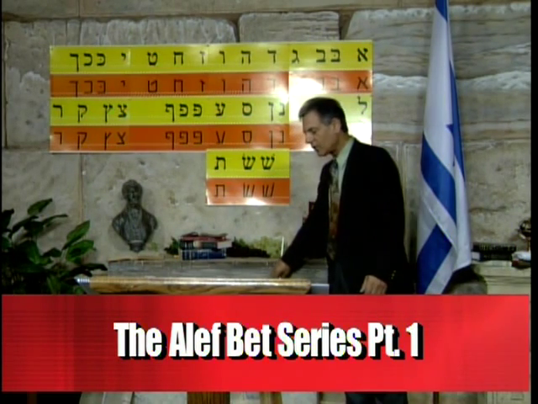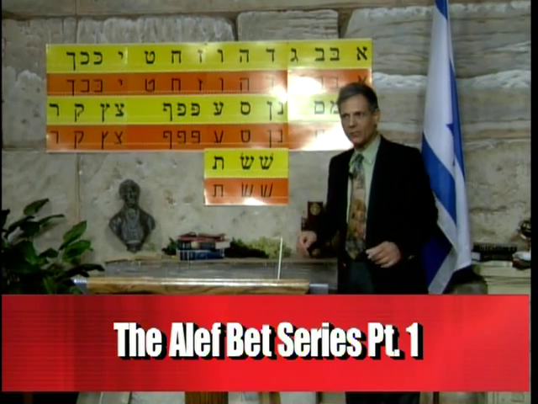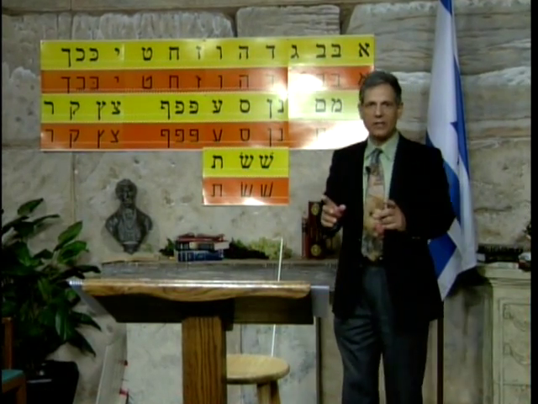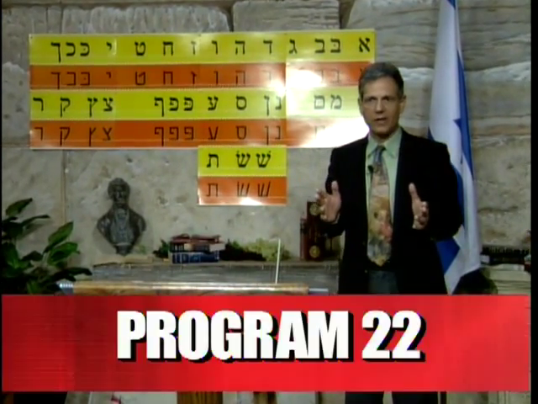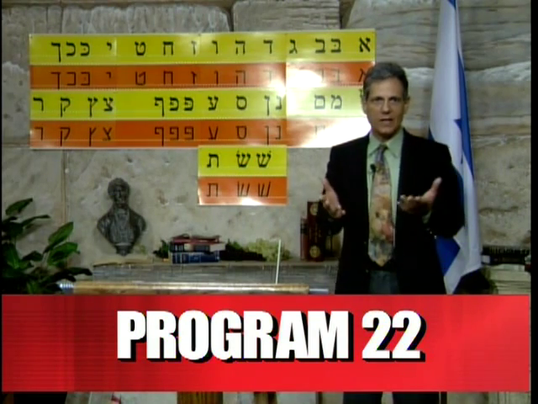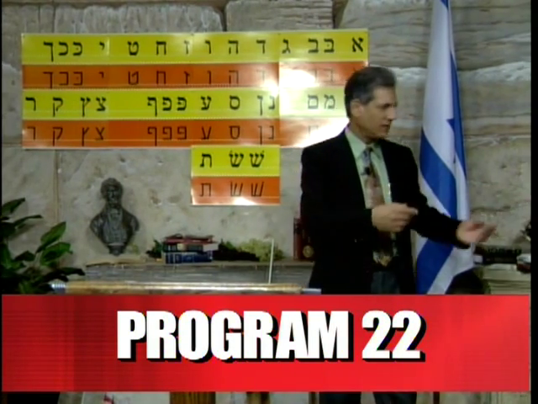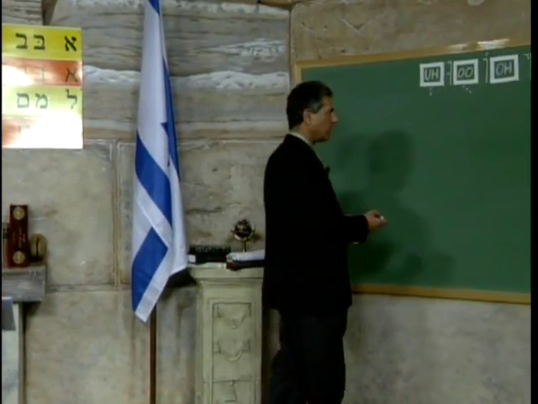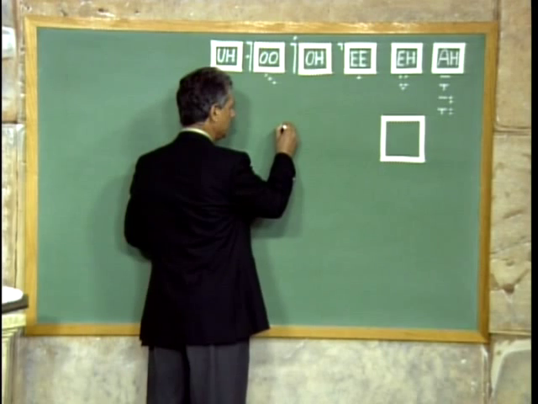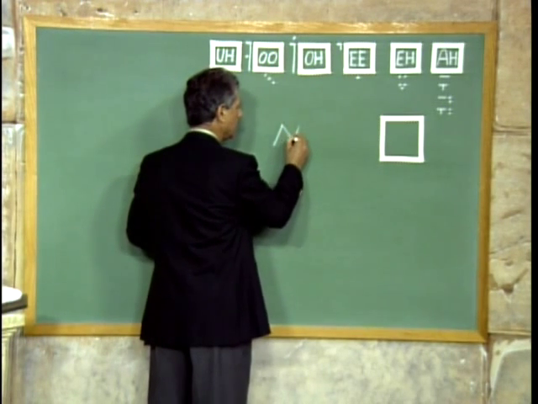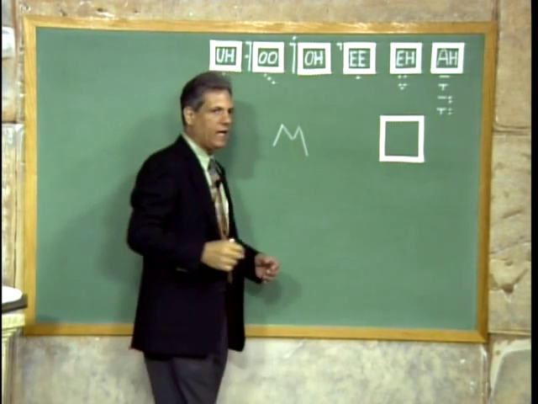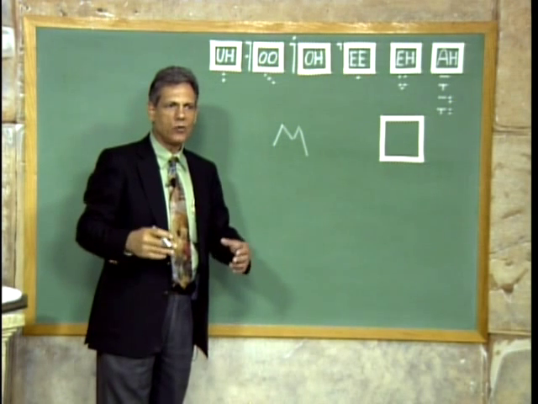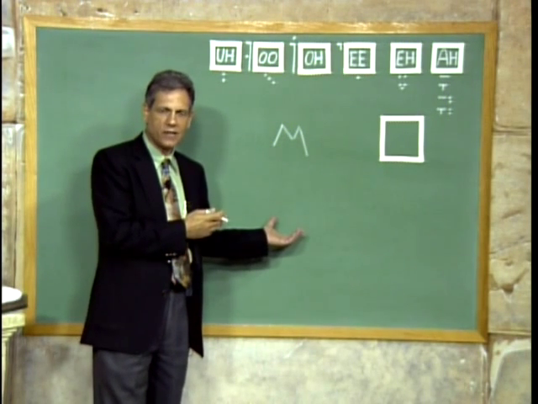Now, if you know the Hebrew letters, you know 22 Hebrew letters, and now you need to know the vowels. The vowels give it the sound. Let me ask you a question. What is the sound of this? Here is an English letter. And my question to you is, what is the sound of this letter?